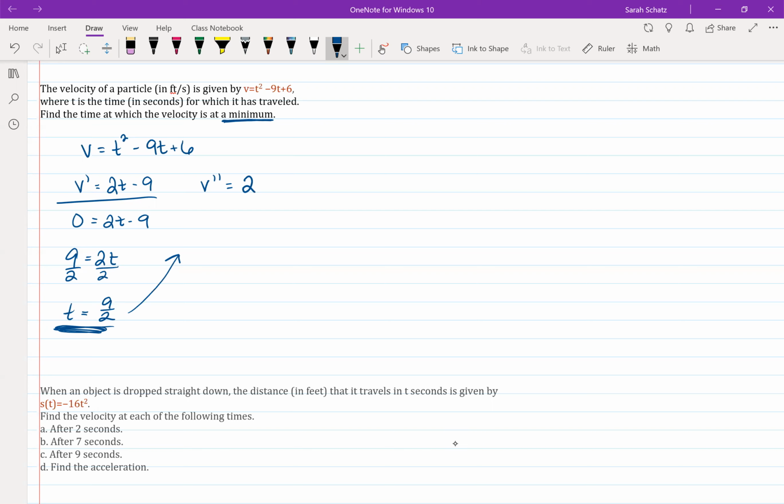Remember how the second derivative test works? You take your t value, or whatever your critical point is, and you stick it into the second derivative. You stick it in there wherever t is in this case, but there is no t to stick it in. Remember, constant function means your second derivative is always 2. So when t equals 9/2, what is your second derivative? Well, it's still 2.